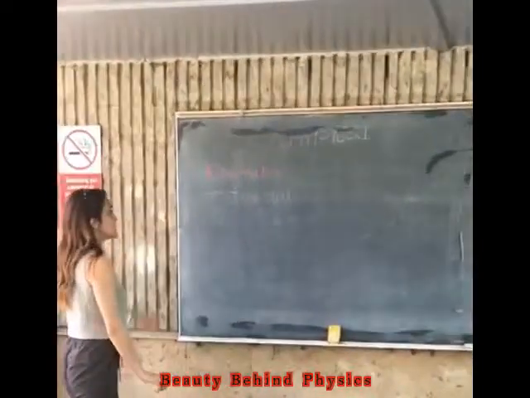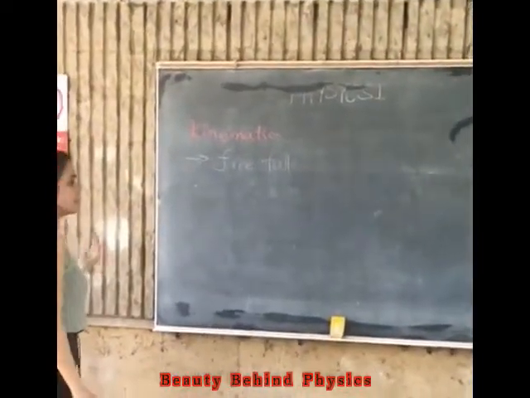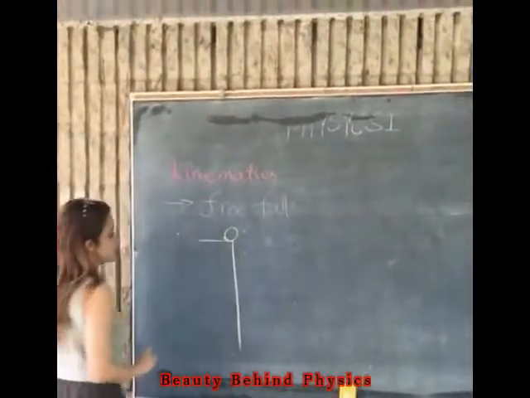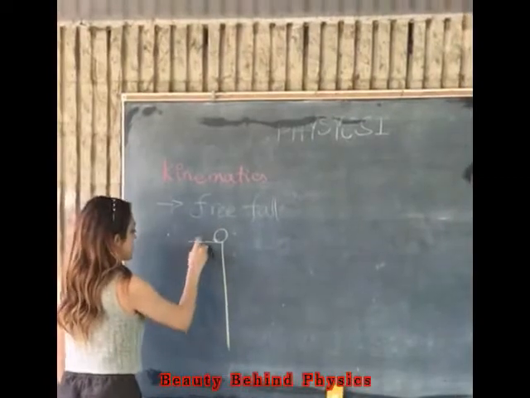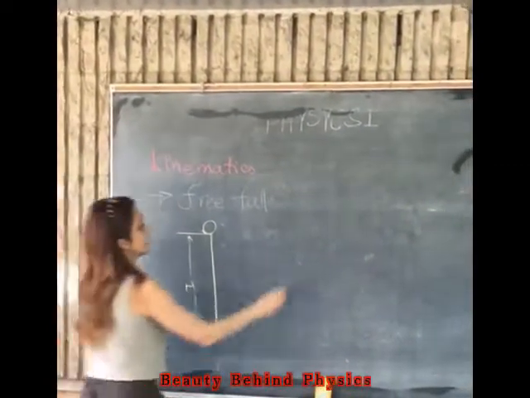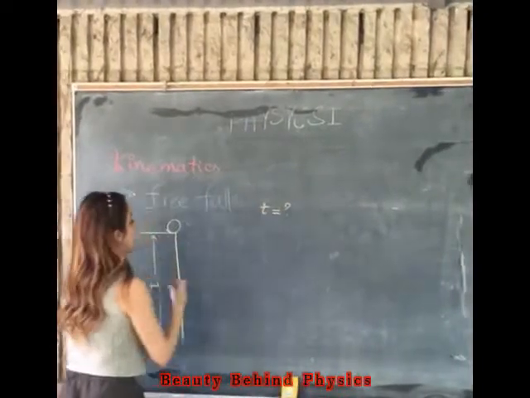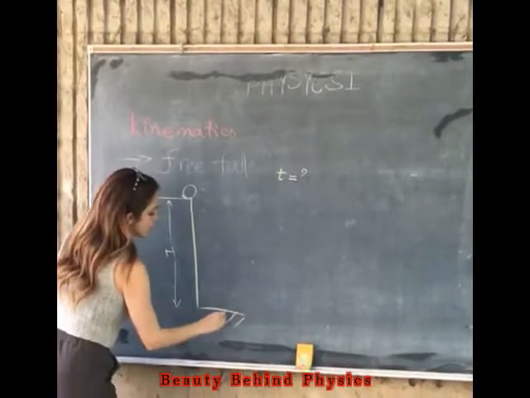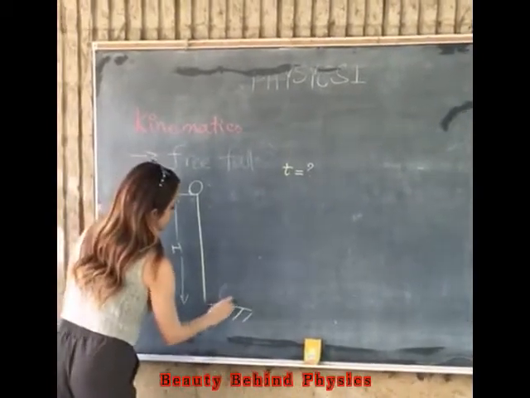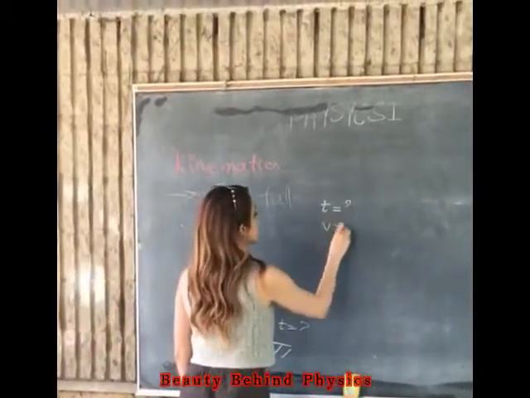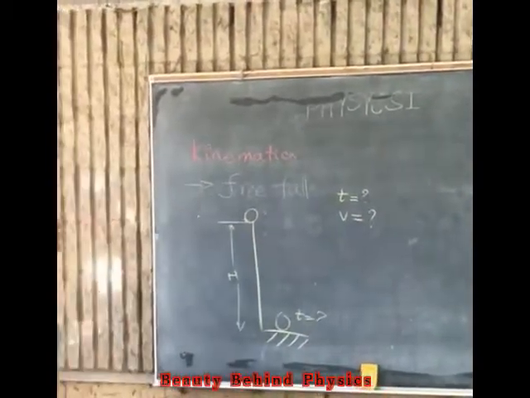To see how we can use kinematics to solve free fall questions, let's say we have a ball at the top of a building with some height. We want to calculate the time it takes for this ball to reach the ground, and what is the final velocity of the ball?